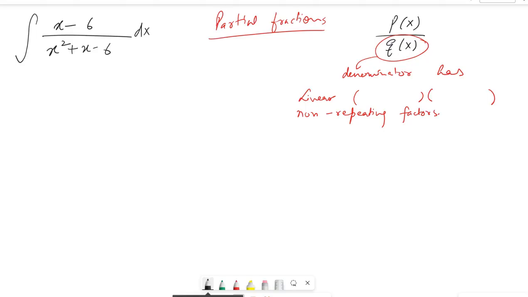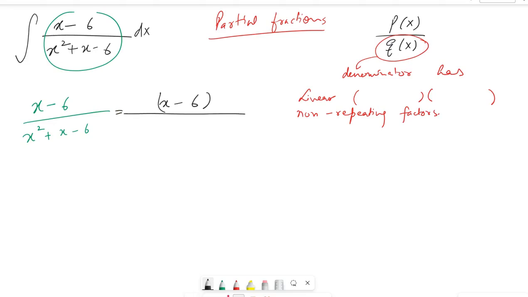Here I'm going to first write the function only. This is my function I need to integrate. This is a rational function. The first step is to make sure you factorize the denominator.